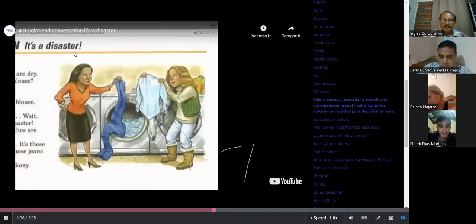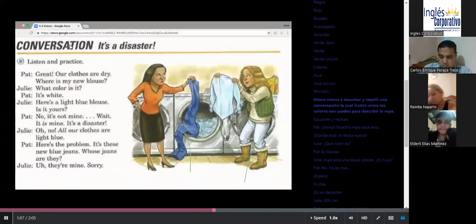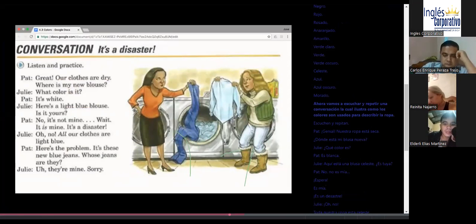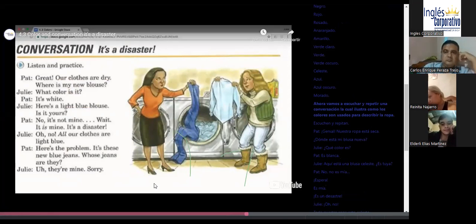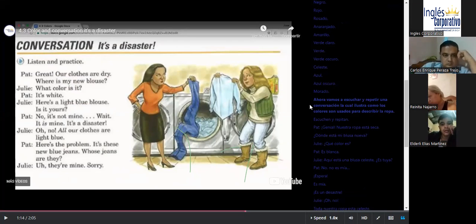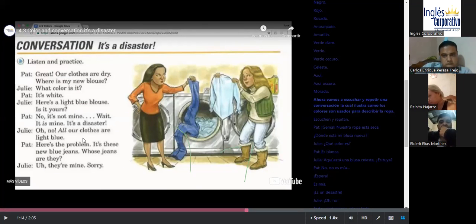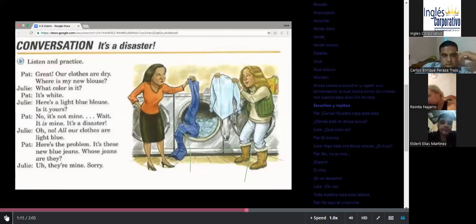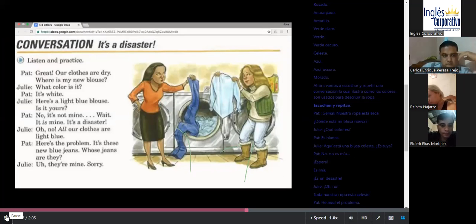Purple. Now, we're going to listen and repeat to a conversation which illustrates how colors are used to describe clothing. Okay, lo que pueden hacer es siempre con el micrófono apagado, voy a ir pausando cuando termine de hablar cada uno de ellos, ustedes lo repiten por su cuenta. Okay, pero sin encender el micrófono para que puedan practicarlo, okay? Now listen. Let's listen and repeat.